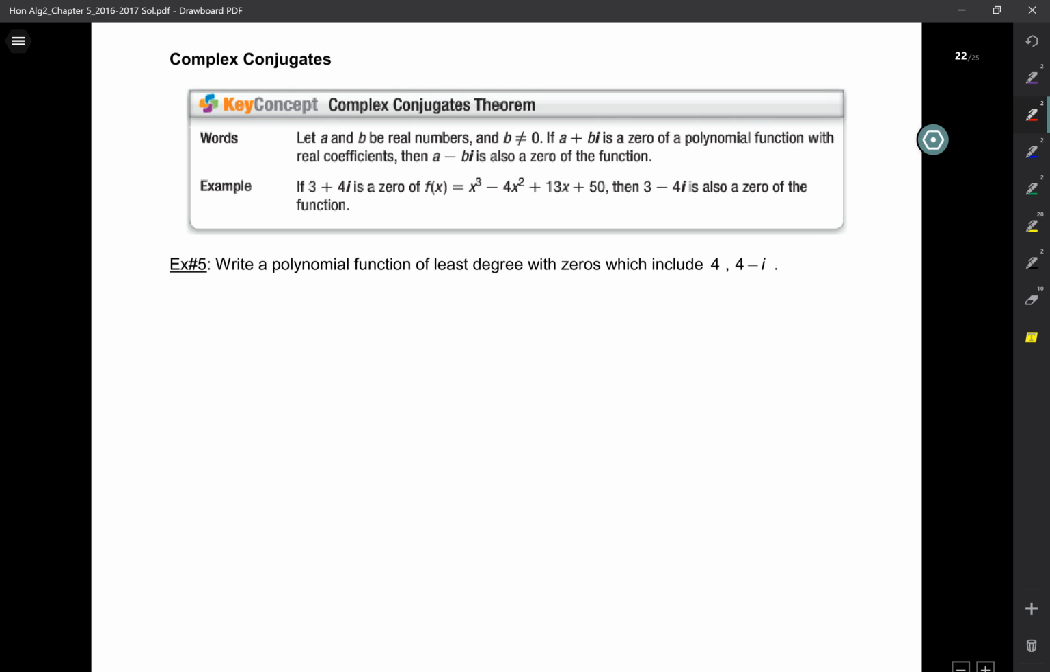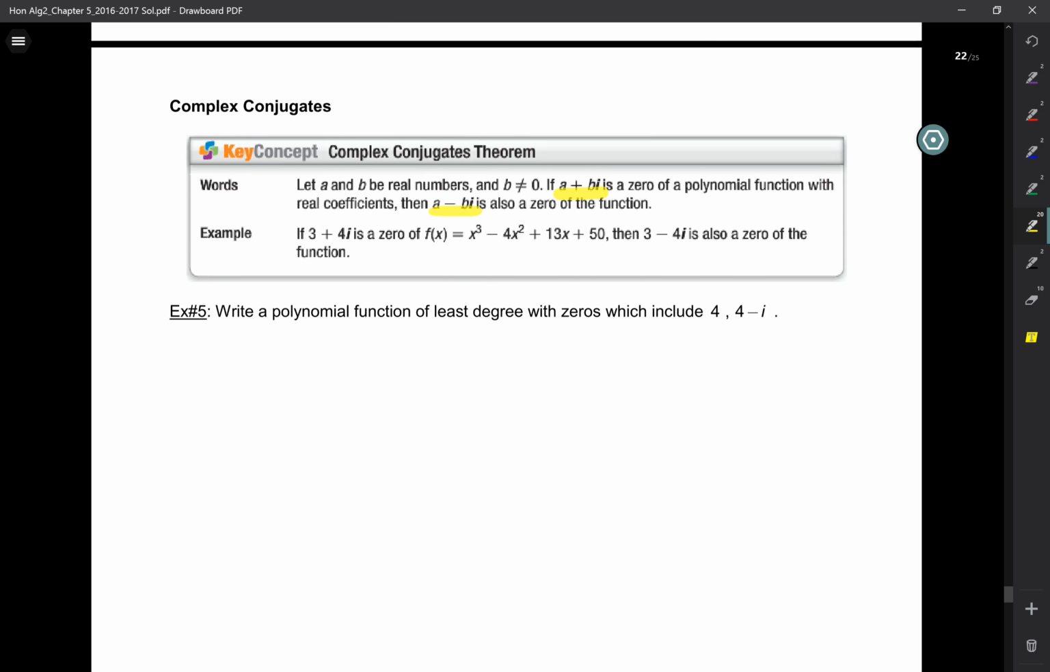A complex conjugate is when you have a plus bi. A complex conjugate is the same coefficients, but the imaginary part changes sign. So a plus bi becomes a minus bi.